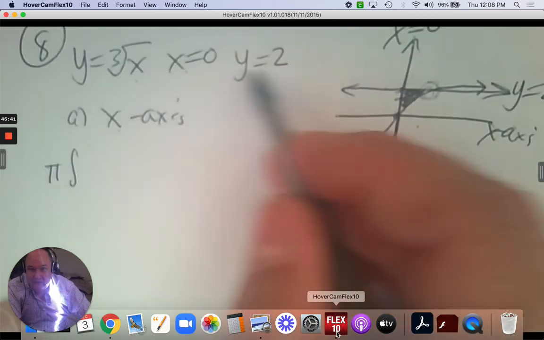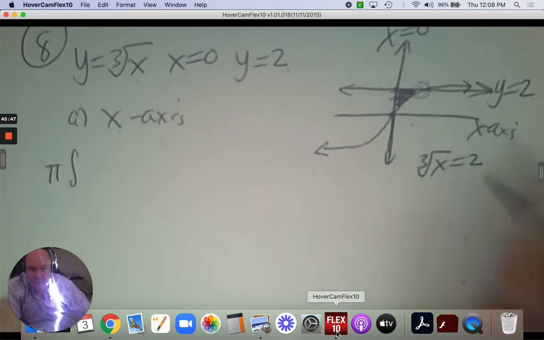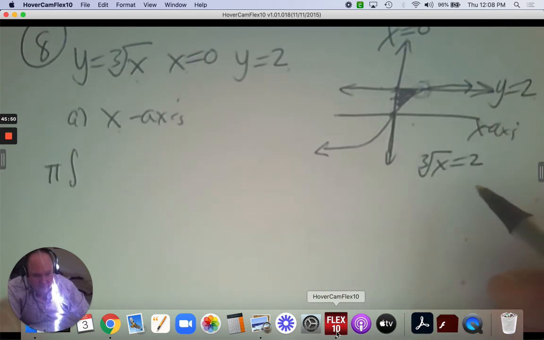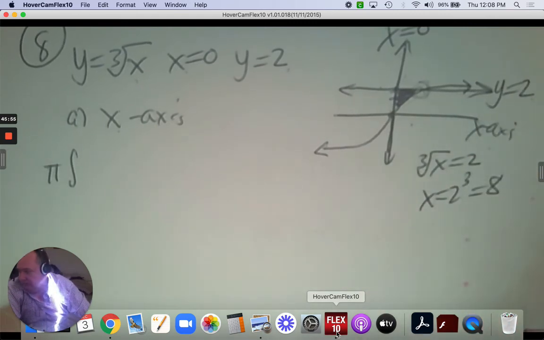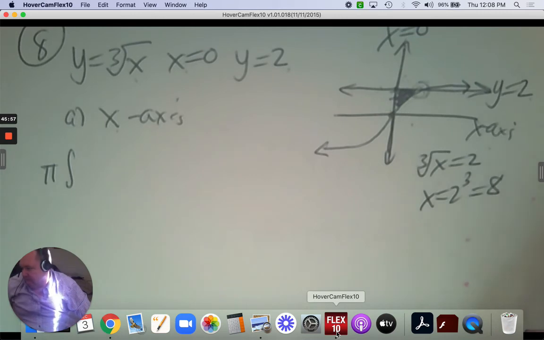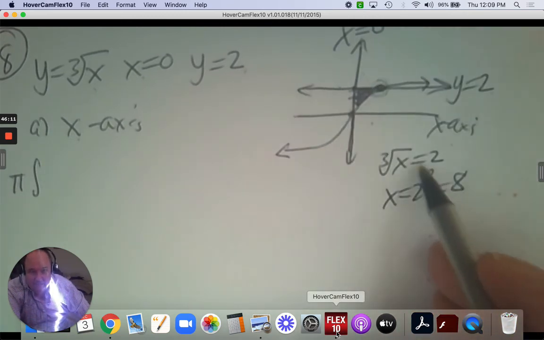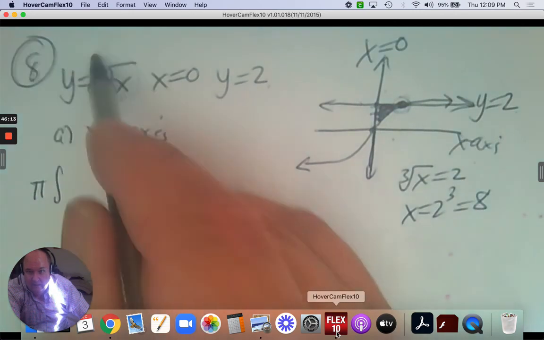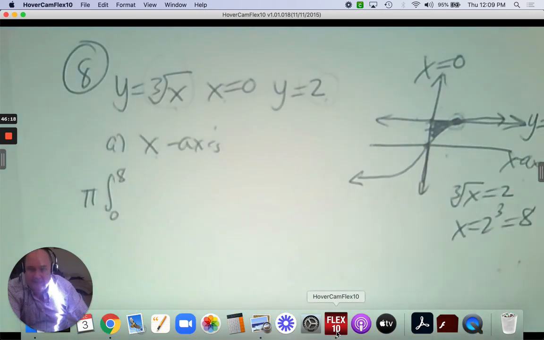So I'm going to take these two and make them equal to each other. So that's the cube root of x equaling 2. To undo this, I have to cube both sides. So if I cube both sides, 2 cubed is 8. So this bound up here, I didn't know what it went from 0 to what. It's not to scale. But that right there is 8, by making the two y parts equal to each other and solving it. So this is going to go from 0 to 8.